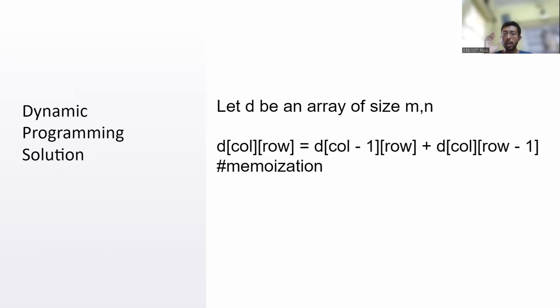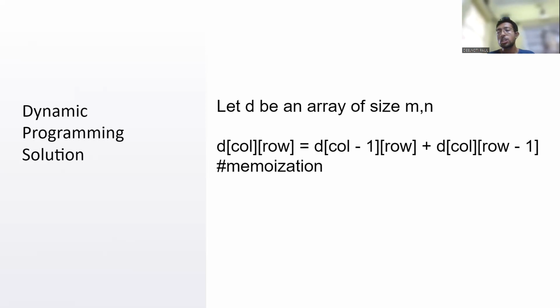So instead of calling this recursion multiple times, suppose we had an array D of size m cross n. Why are we taking a size of m cross n? Because we know that the grid has m into n cells. So we'll take an array of size m comma n. That means there will be m cross n number of values in that array.